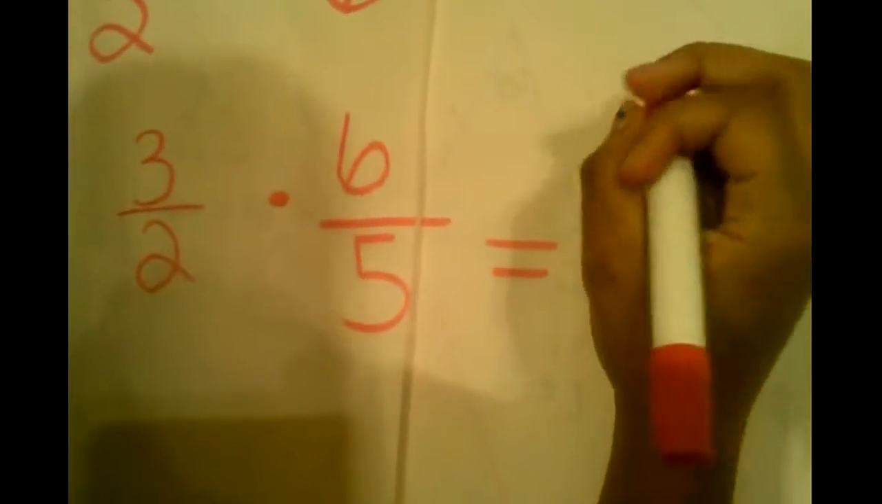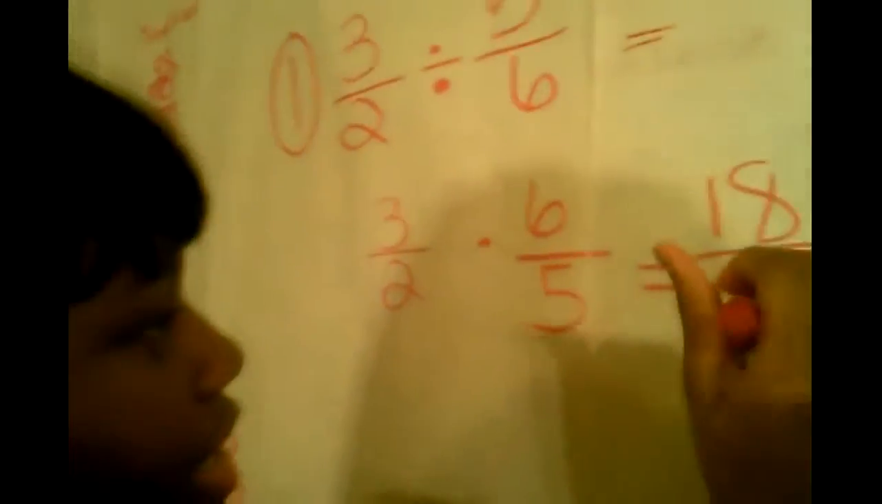Then 3 times 6 is 18. And then you do 5 times 2, which is 10. And that's an improper fraction, so you have to turn that fraction into a mixed number.